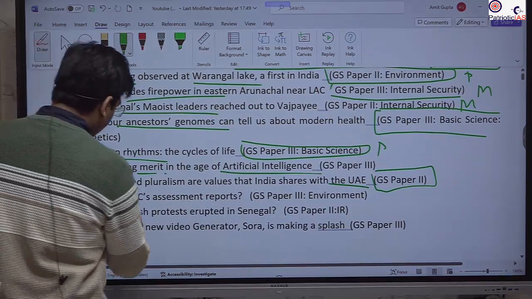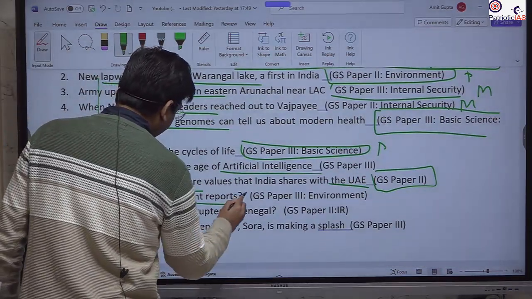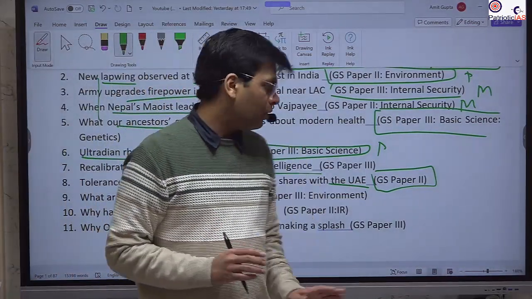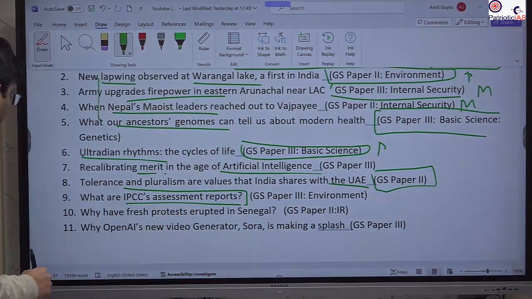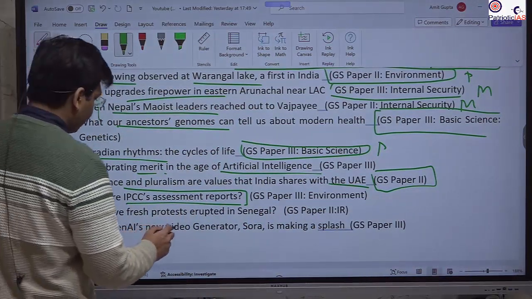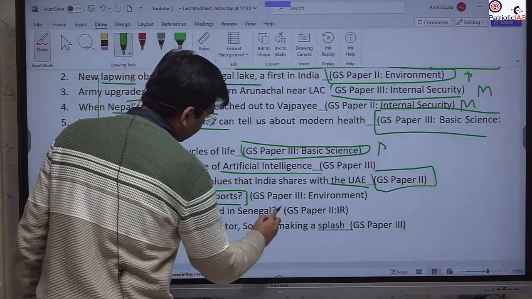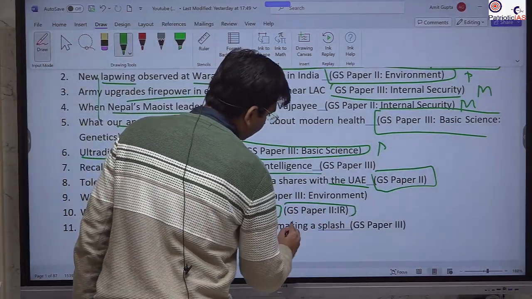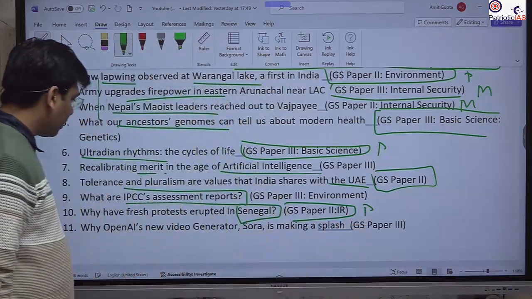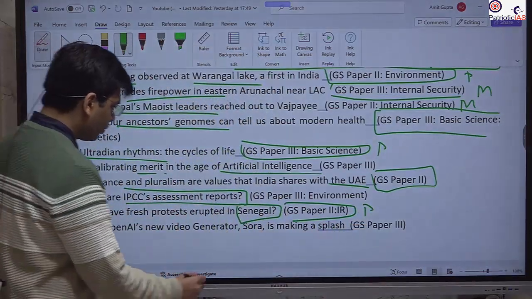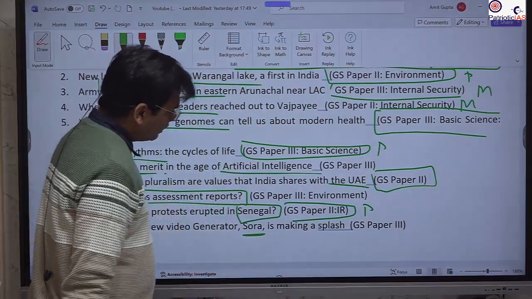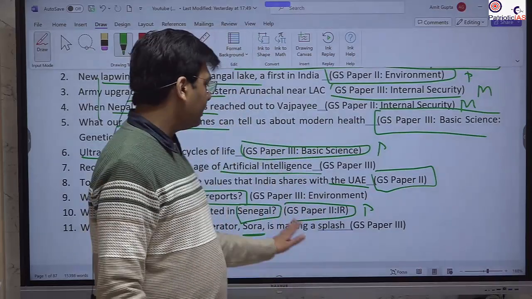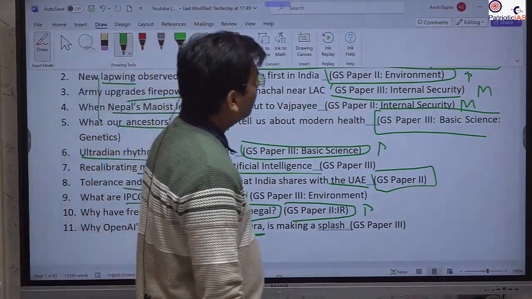Further, we will study this IPCC assessment report, what is the use, and basically we will study the basics such as what is the global stocktake, okay, GST. Then we will study why the protests have erupted in Senegal. Senegal is part of Africa. So just with respect to the prelims perspective, what is going on, the basic things. After that, we will study Sora AI that will create the video whenever you order and direct it to do. So this will be all for today's discussion.